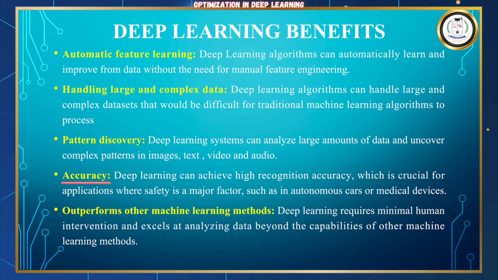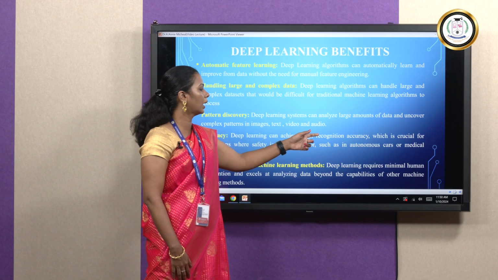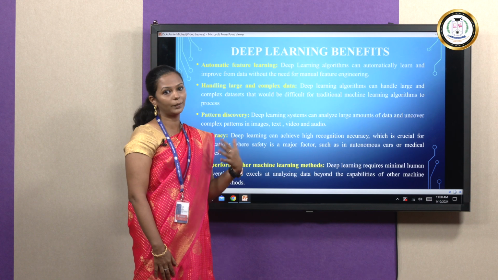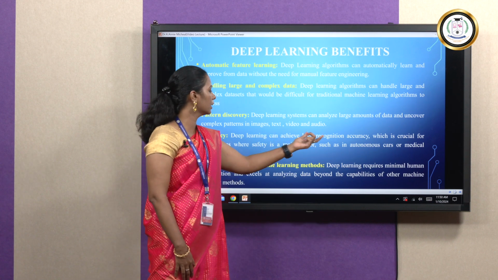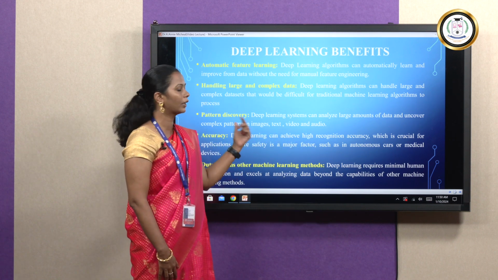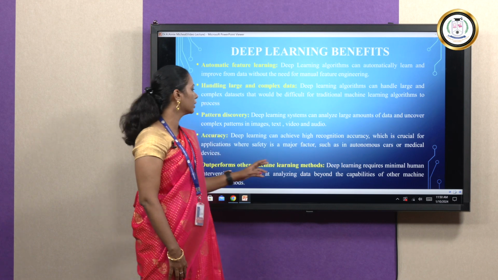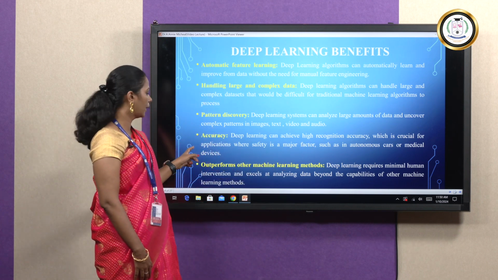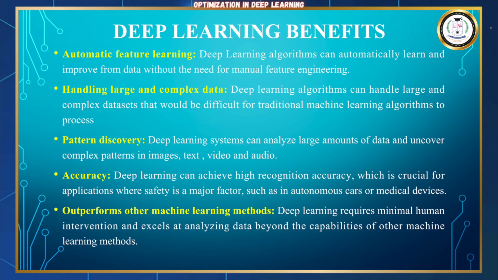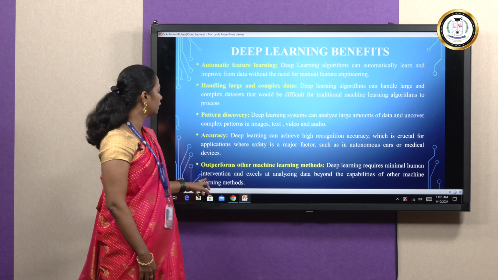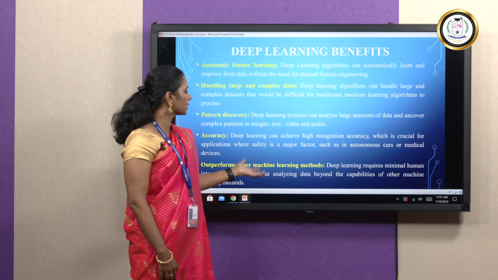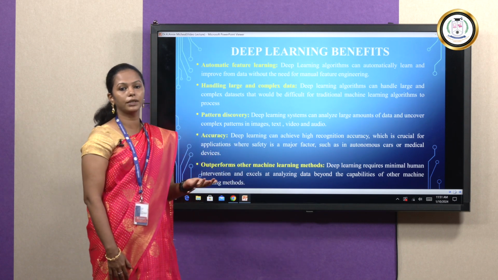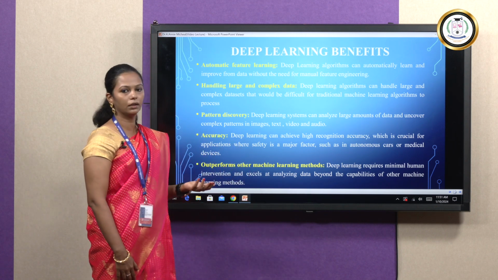Next is accuracy. Deep learning has high recognition accuracy when compared to machine learning, and this high recognition accuracy is a major factor for applications such as automated cars and medical devices. And the last advantage is that it outperforms other machine learning methods. It requires minimal human intervention and it analyzes the data beyond the capabilities of other machine learning methods.